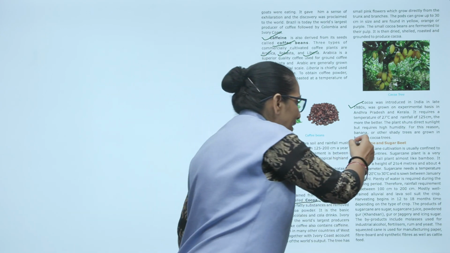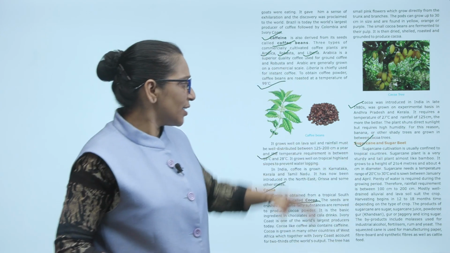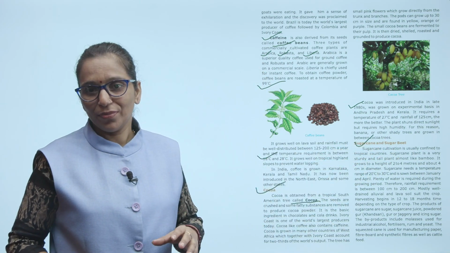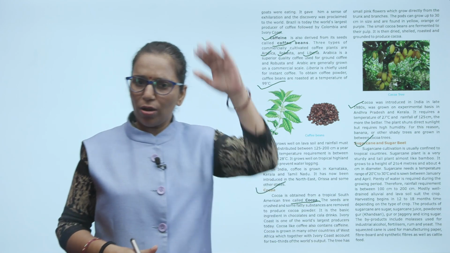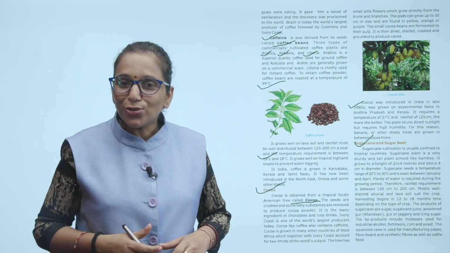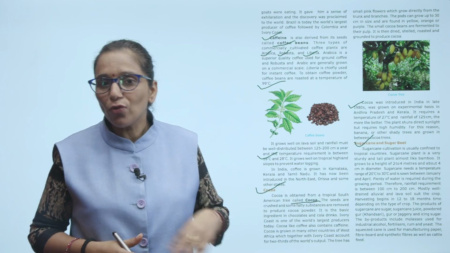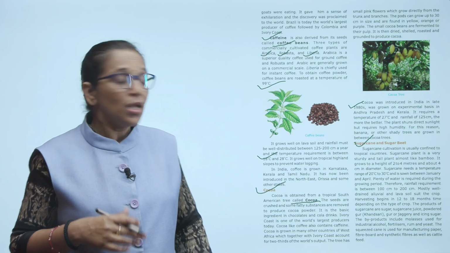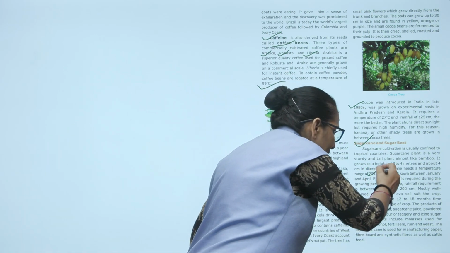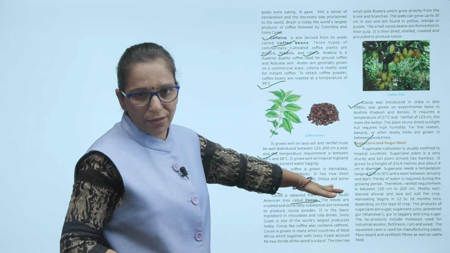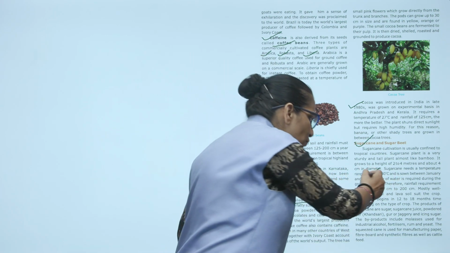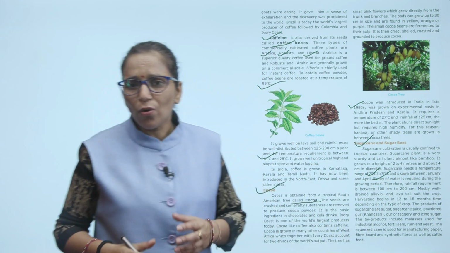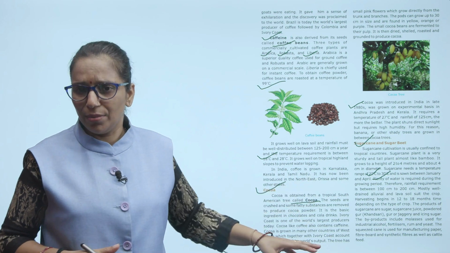Now moving to sugarcane and sugar beet. Sugarcane cultivation is usually confined to tropical countries. The sugarcane plant is a very sturdy and tall plant, almost like bamboo. It grows to a height of 2 to 4 meters and about 4 centimeters in diameter. Sugarcane needs a temperature range between 20 to 30 degrees centigrade and is sown between January and April. Then plenty of water is required during the growing period, so the rainfall requirement is 100 to 200 centimeters annually.